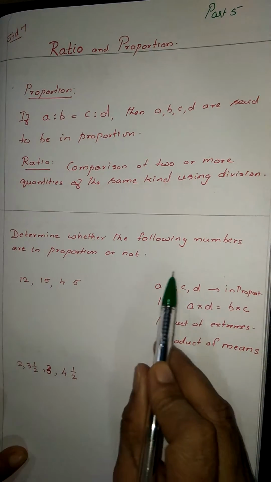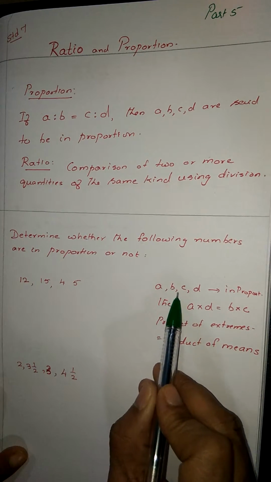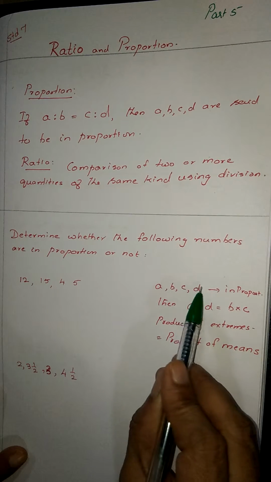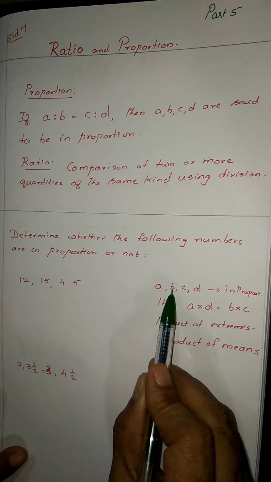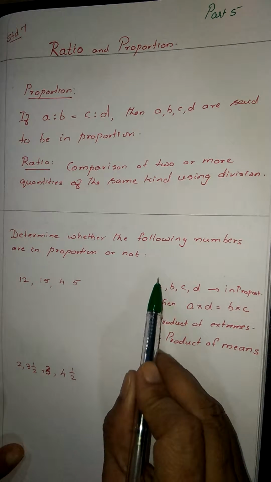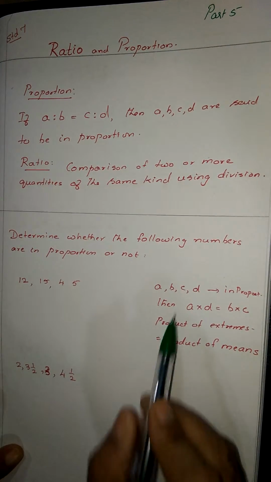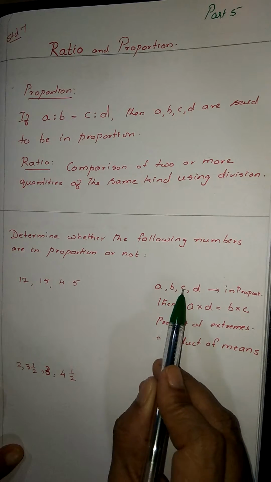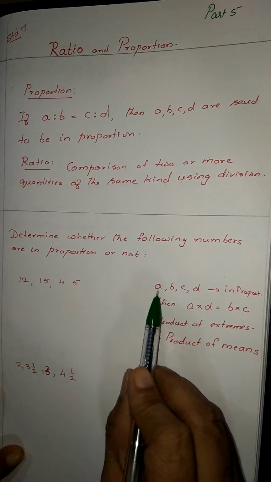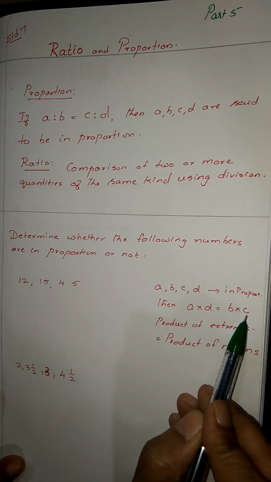then A into D is equal to B into C. The product of extremes, the end terms, are called the extremes, and the middle two terms are called means. So the product of the extremes, A into D, is equal to the product of the means, B into C. So if they are in proportion, this will be true: A into D is equal to B into C.